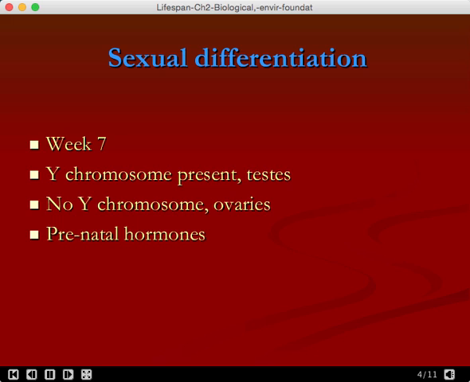For the first 6 weeks, the primitive gonad tissues look identical in males and in females. Sexual differentiation begins around week 7. For the first 7 weeks following conception, the developing brain is feminine. Things do not change unless there is a Y chromosome present to trigger greater quantities of testosterone and other hormones associated with maleness. In the 7th week, the Y chromosome triggers differentiation into testes. If there is no Y chromosome present, then the gonad tissues begin differentiating into ovaries.